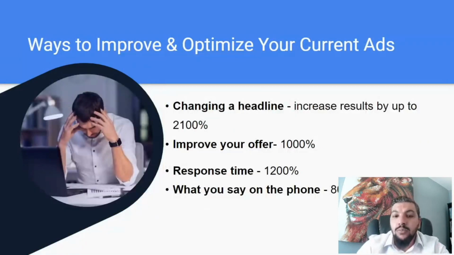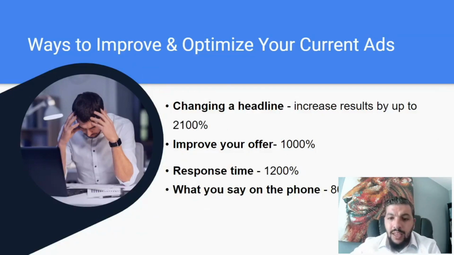So a few ways to improve ads, whether the ones that we're talking about or ones you are currently running yourself. Check out changing the headline, right? So look at what the headline is. What is the first sentence? What is the title that you have? Changing the headline could increase your results by up to 2,100%.